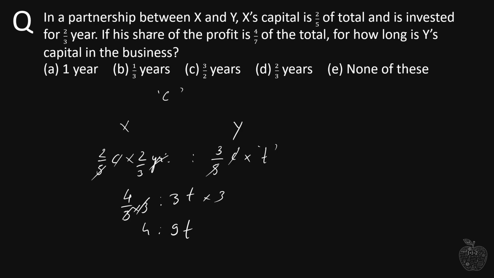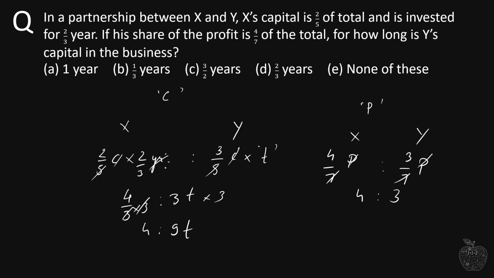The question is telling me that his share, that means X's share, is 4/7 of the total. So let's assume that the total profit here is P. Now X's share is 4/7 of the total, so 4/7 P is of X. So what will be of Y? It will be P minus this. So P minus 4/7 P is 3/7 P. So here in the ratio, P gets cancelled, so the ratio of the shares of X and Y is 4 is to 3.